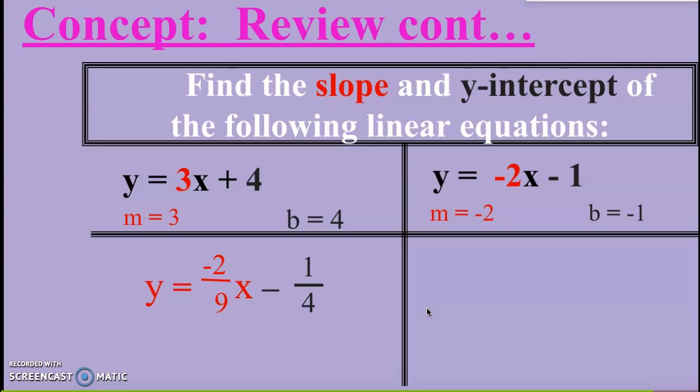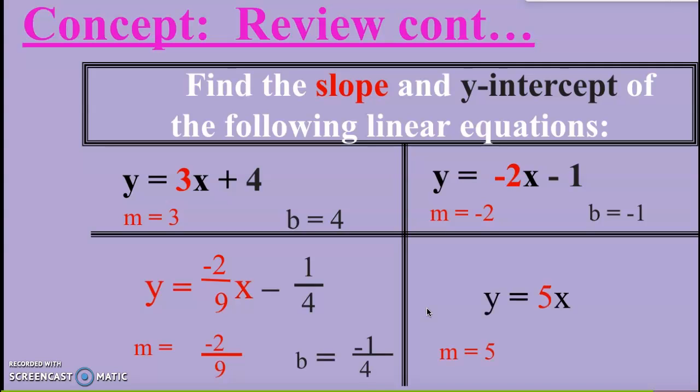Number 3, let's try number 3. Again, this one they give us a different one. They added some more fractions. Take a minute to solve for m and b. m is -2 over 9 and b is -4.